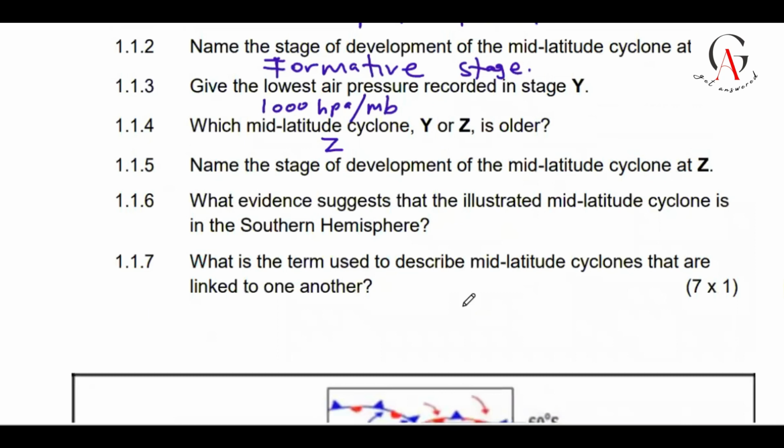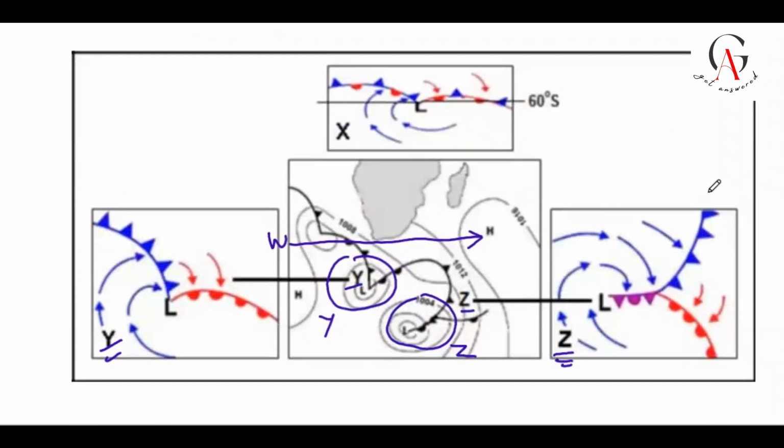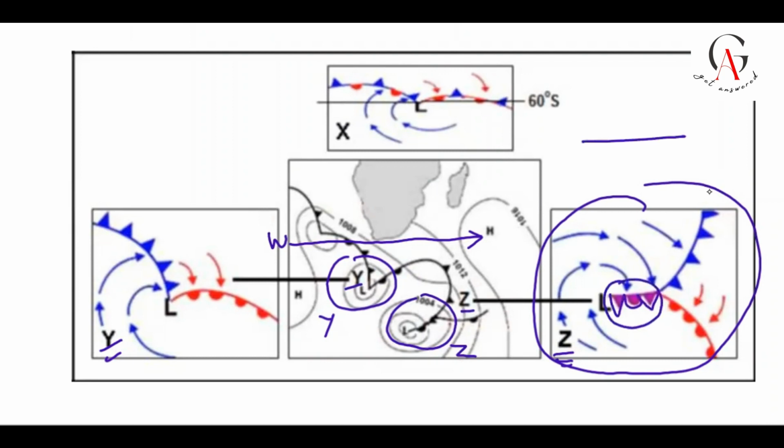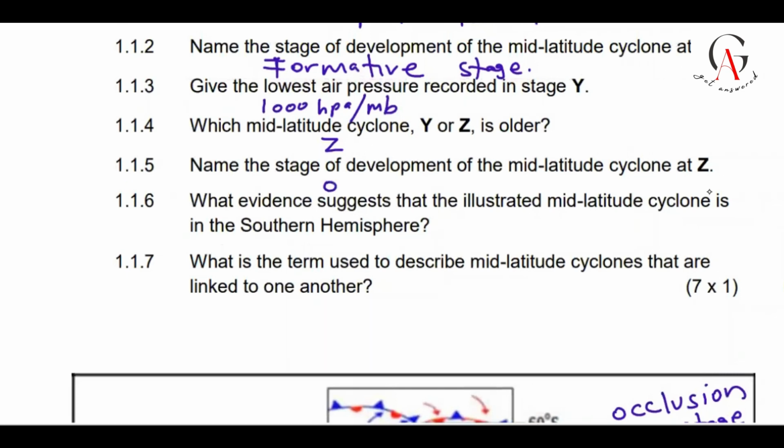Number 5, name the stage of development of mid-latitude cyclone at Z. This is our Z here, which has been enlarged this other side, right? But you can see at this particular point, there is a cold front, there is a warm front, there is a cold front. Whenever you see such, where you see a cold front, warm front, cold front, warm front, this is typical of what we call the occlusion stage. The occlusion stage, meaning that the cold front was able to catch up with the warm front. So that's what happens when the cold front does catch up the warm front. So we say it will be the occlusion stage.